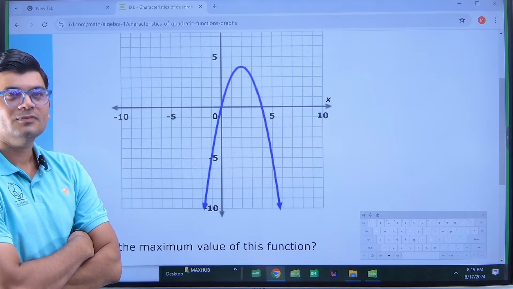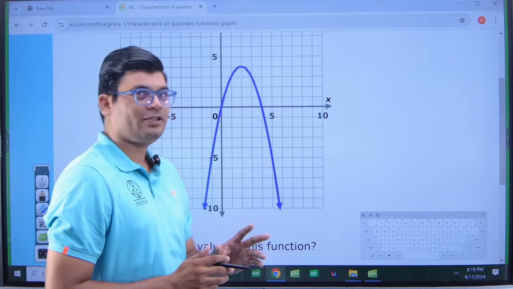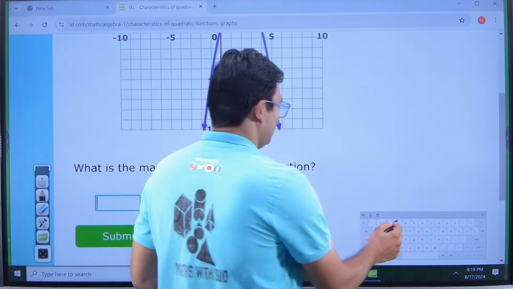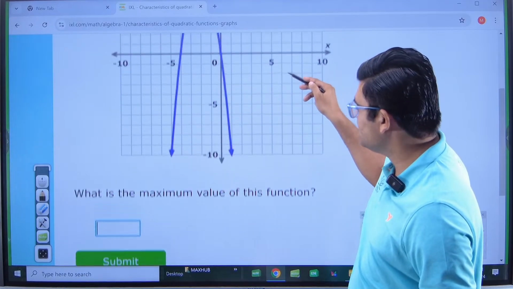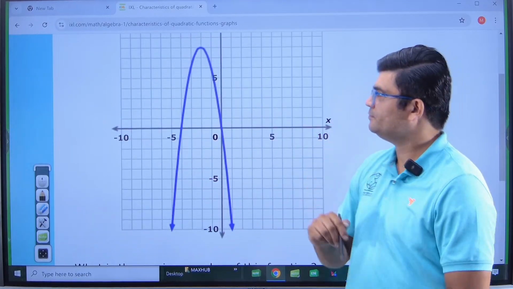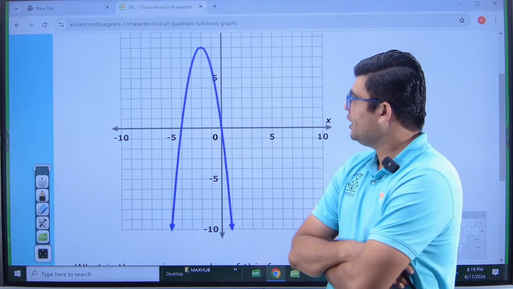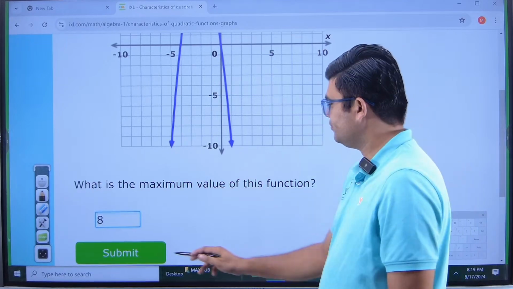3 comma 4. See, they are asking you the maximum value. Value means 4. Yes, just 4. You need to say 4 only, nothing else than that. Next question for you. What is the maximum value of this function? 8. Wonderful. So we will put 8.